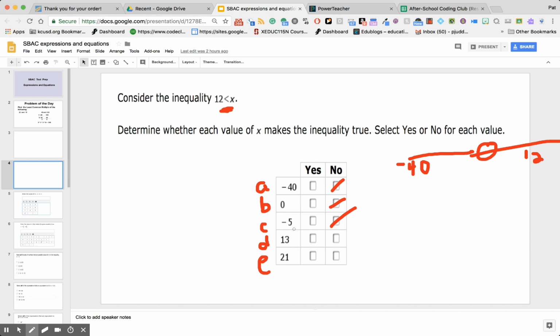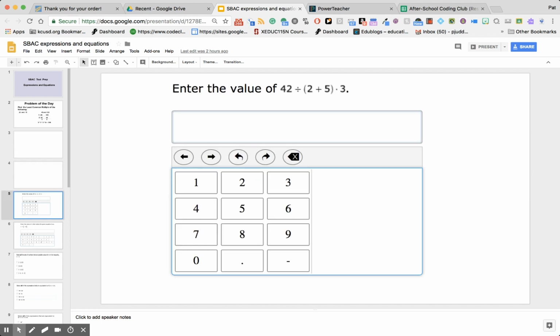13. 12 is less than 13. Here's 12. 13 would be to the right. Yes, 12 is less than 13. 12 is less than 21. Yes, that is also a true statement. Okay, so moving on to our next item.